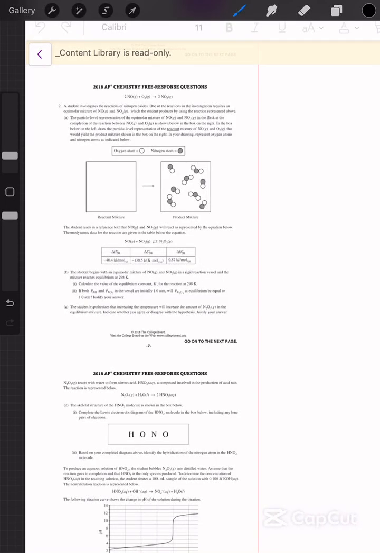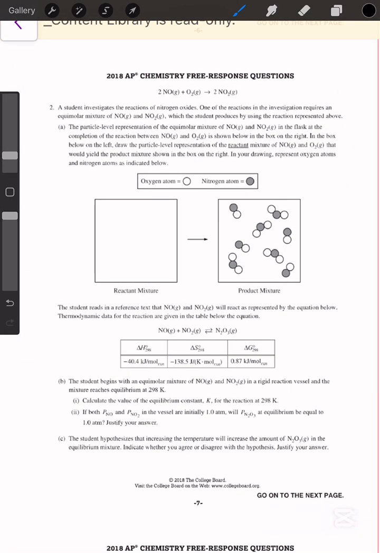Alright, buckle in, time for a long FRQ. This is the second one from the AP Chemistry exam in 2018. And yeah, part 1 says that we need to draw the reactant particles of this reaction.